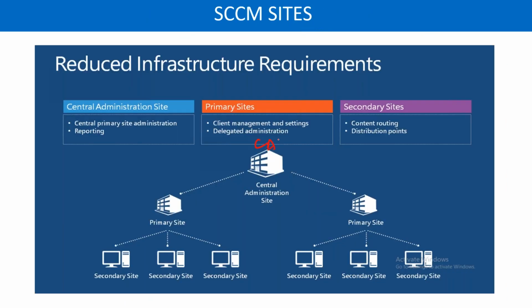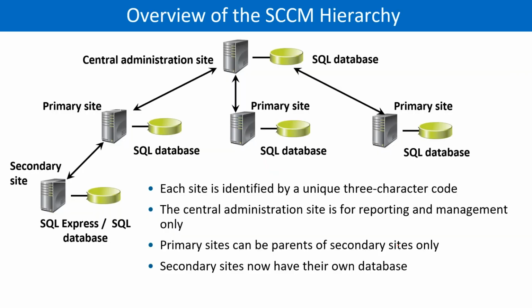Another example: central on the top, then primary, and these secondaries will report to this primary, and these secondaries will report to this primary. Data replication happens from downward to upward like this.